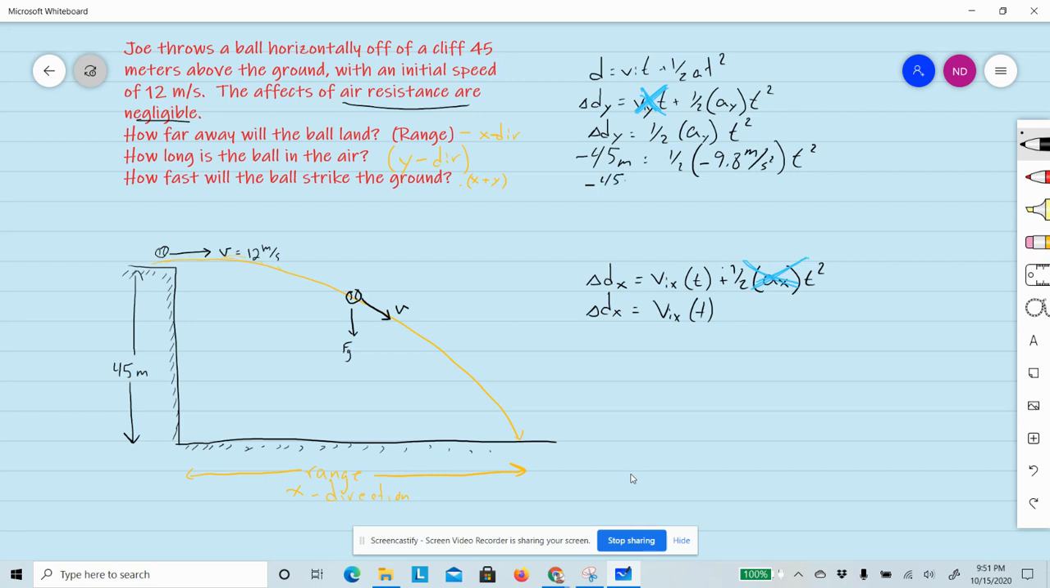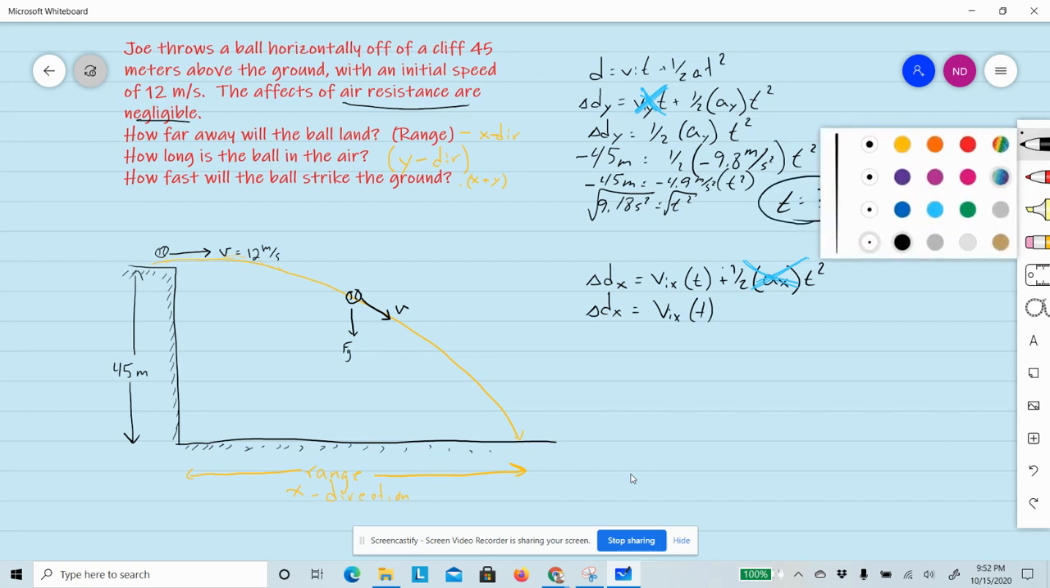Negative 45 meters equals negative 4.9 meters per second squared multiplied by t squared. 45 divided by 4.9 equals 9.18 seconds squared, which equals t squared. Square root of both sides: 3.03 seconds. We get t equals 3 seconds.